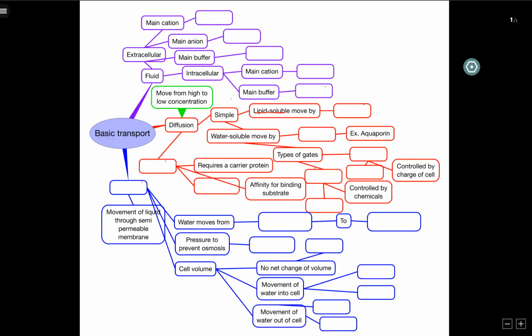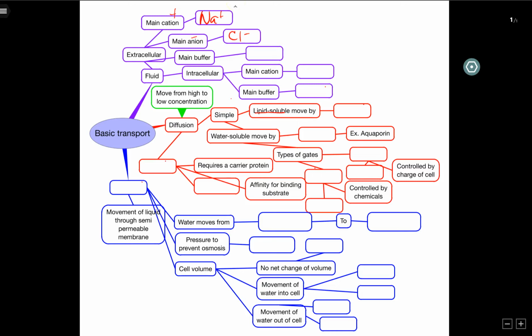Let's look at some concepts of basic transport. With our basic transport, we're going to be looking at fluid. We have intracellular fluid and extracellular fluid. With extracellular fluid, the main cation is sodium. Cations are your positive charge and anions are your negative charge. The main anion in extracellular fluid is your chloride, so sodium and chloride go together.